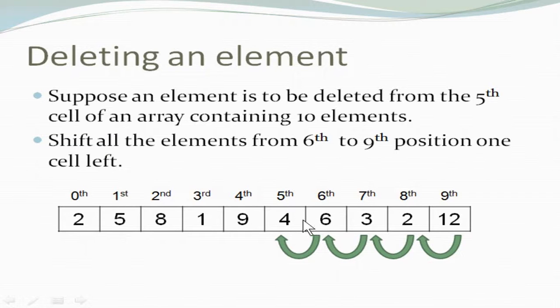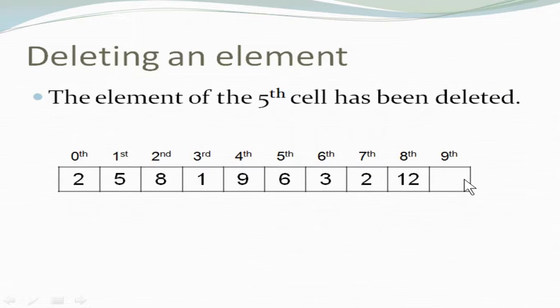So here you can see you are going to remove this 4, so what you have to do is move the right hand side elements one cell left. So 6 will be moved to 5th, 7th element will be moved to 6, 8th element will be moved to 7, and 9th element will be moved to 8. So what happens here is the element of the 5th cell will be deleted. The remaining elements on the right hand side will be moved one cell left, so the last element will be empty. So we are going to see this with an example program.